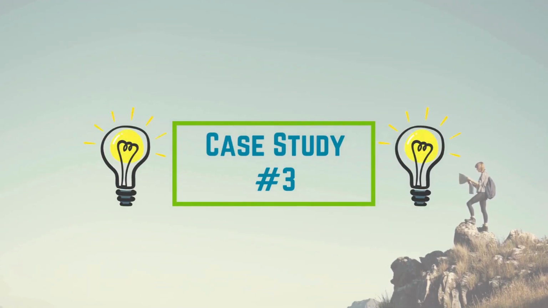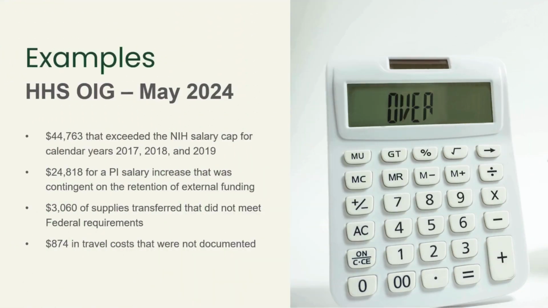This one is finally one that we have from HHS, and again, it was May of 2024. They exceeded the salary cap for 3 calendar years. That was one issue. Another was that the PI salary increase was contingent on the retention of external funds, which is in violation of the institutional base salary requirement that's part of uniform guidance. And then supplies were transferred that did not meet federal requirements, and there were travel costs that were not documented.